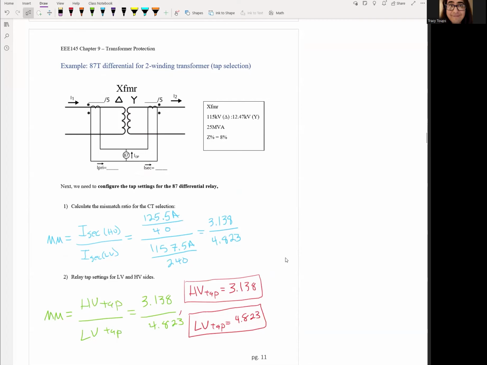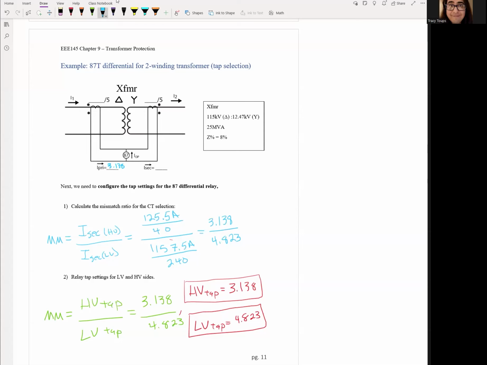So here we go, let's figure out our mismatch ratio. You always find the secondary current of both sides. So I secondary for the high voltage side is 125.5 amps divided by the CT ratio of 40. And 40 is 200 divided by 5, FYI, right? So you figure out that CT ratio, that current, and that's 3.138 on the secondary side. Okay?